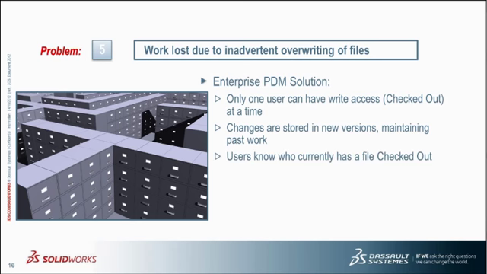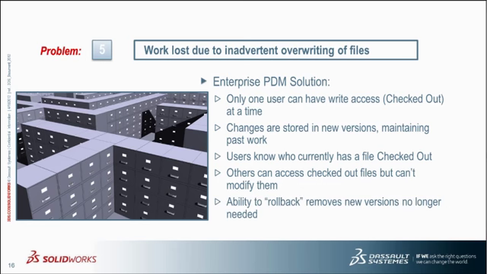Users know who currently has a file checked out, whether they're working in SOLIDWORKS, browsing in Windows Explorer, or in their search dialogues. As I alluded to in the first bullet point, others can access checked out files, but they just can't modify them. Also, if a new version really creates a mess, or if the modification is no longer going to be considered, the ability to roll back removes the new versions that are no longer needed, and the next one on the list is now the latest version.